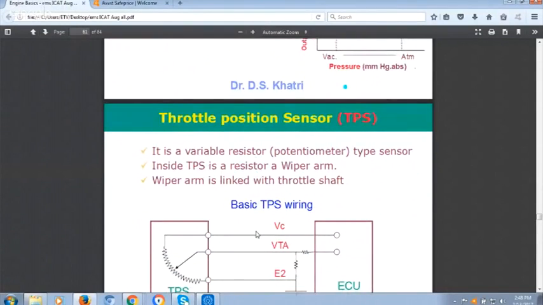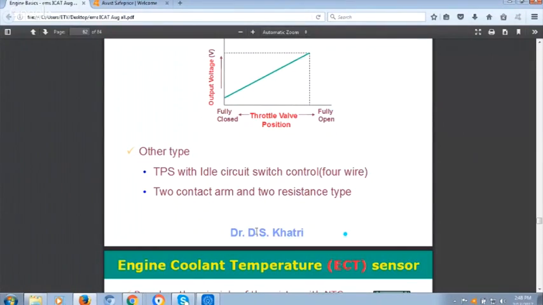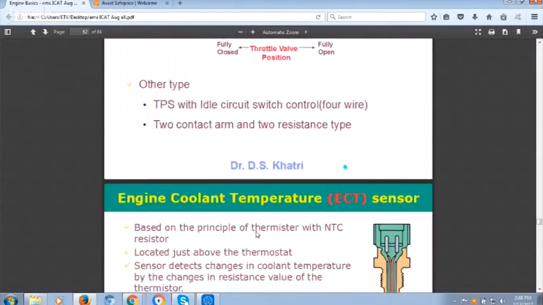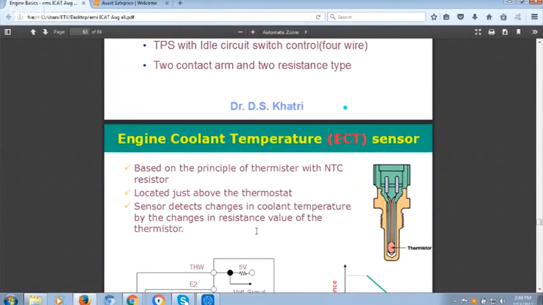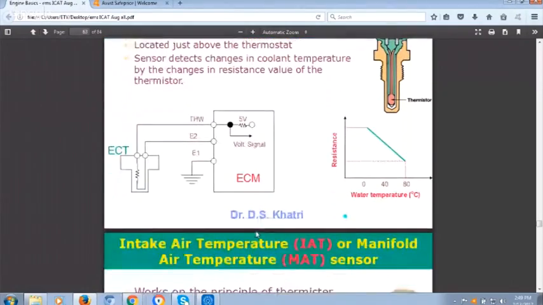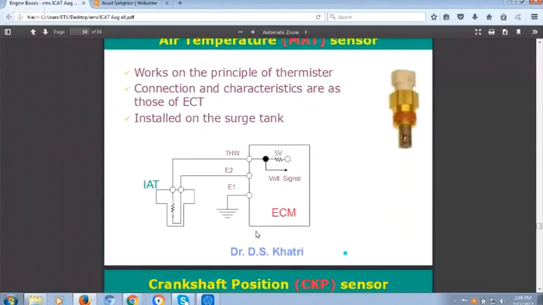TPS, throttle position sensor, is a potentiometer type. As you increase, resistance will vary, and accordingly voltage will vary. And the temperature sensors are basically simple, either K type or, at low temperature, NTC type, negative temperature coefficient type. This is the coolant temperature sensor. Inlet air temperature is also on the same principle.